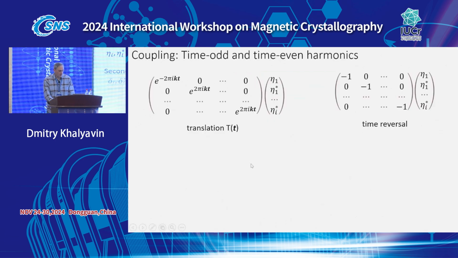Okay, so let's get back to our question. What we want to figure out, what we want to answer. So we have a primary distortion, a modulated crystal structure.